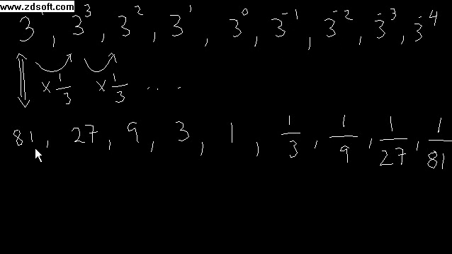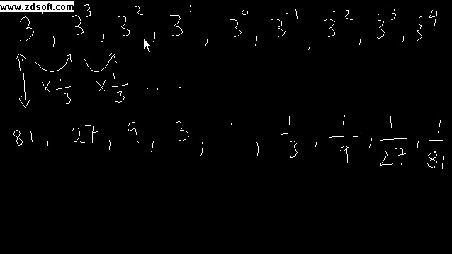So if you notice in the sequence, as I go from one number to the next, I'm dividing by 3, or multiplying by 1/3. And so at some point in the sequence, I get to 9, then 3. And if I divide by 3 again, I'll get to 1. And then divide by 3, I'll get to 1/3.